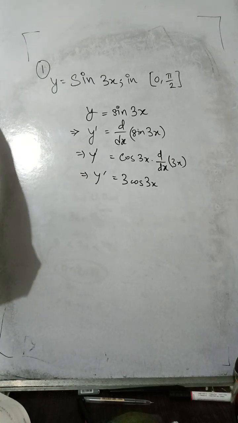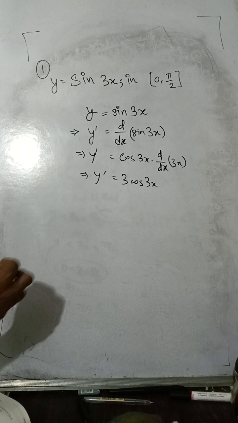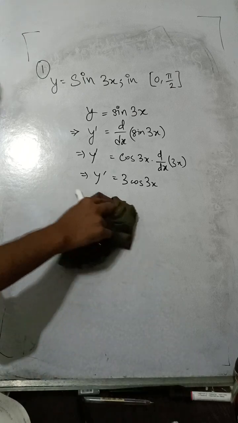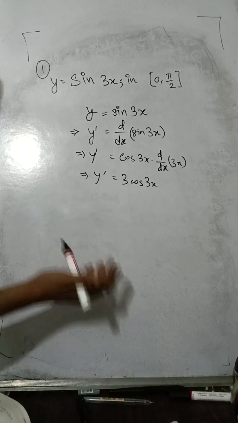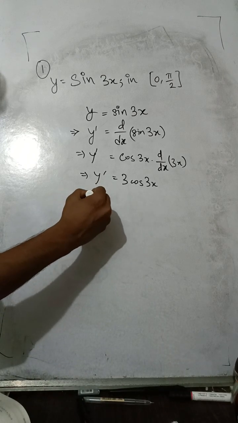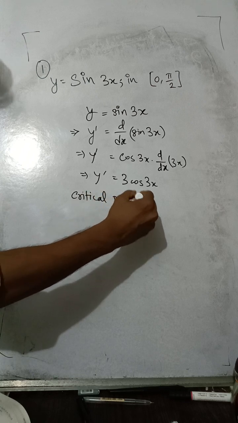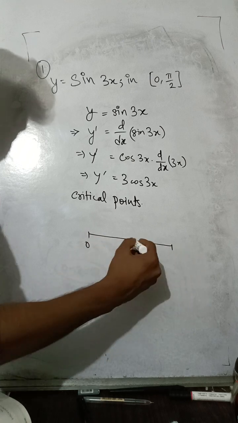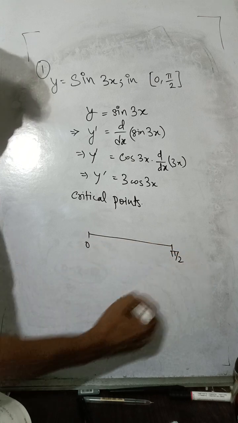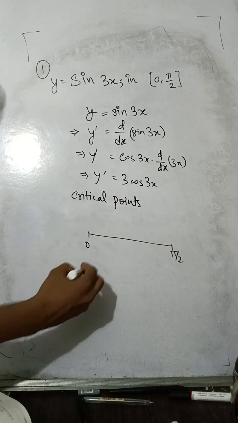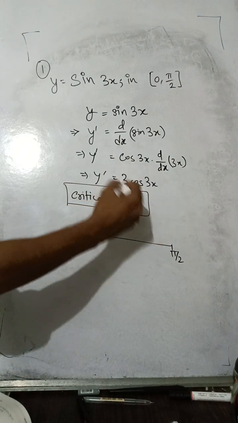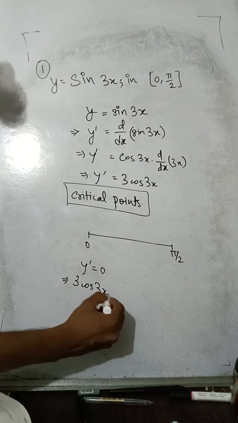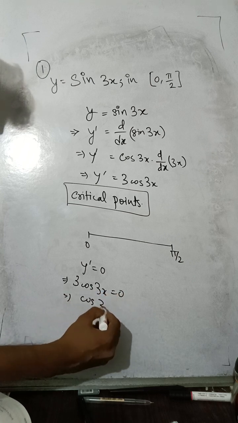Now we have to look for it in the region 0 to pi by 2. So let us first see what the critical points are. We are only interested in 0 to pi by 2. So 0, and let this be pi by 2. In this region we have to find the critical points. So how do we find the critical points? We simply equate y dash equal to 0, and then we solve for x. So cos 3x is 0.